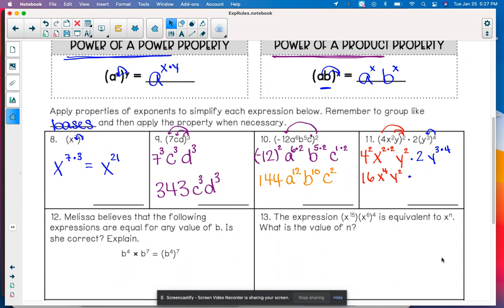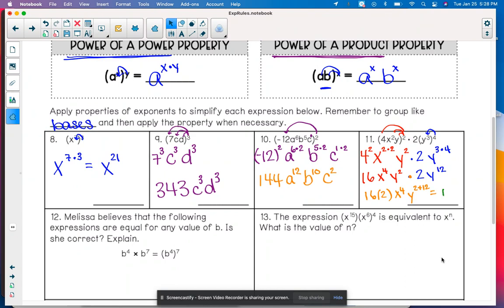When we simplify this, we get 2y to the 12th. So now what I can do is use that first property we learned about, the product rule. 16 times 2. Bring down your x to the 4th because it's all alone. And then I have y to the 2 plus 12, because again, if we multiply bases, you add the exponents.